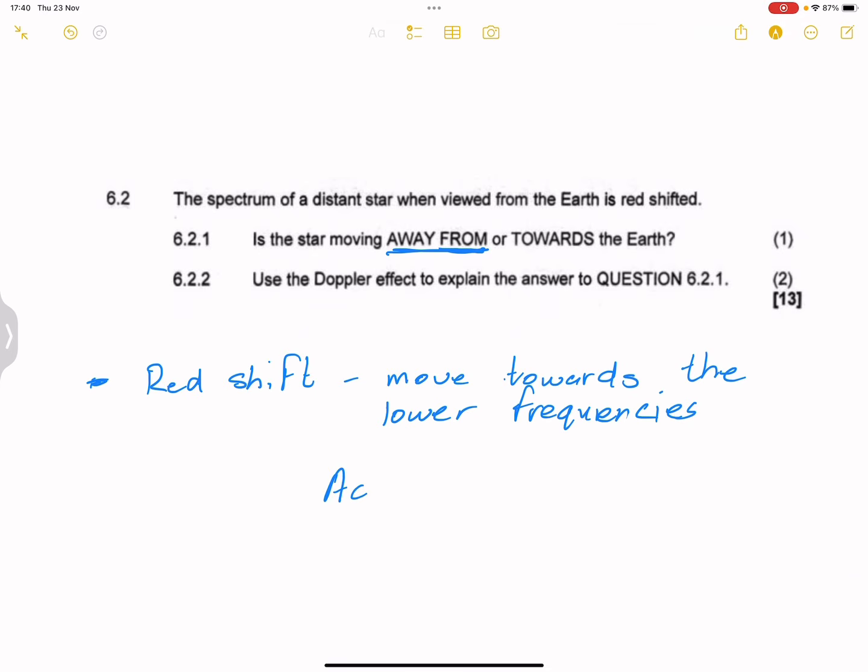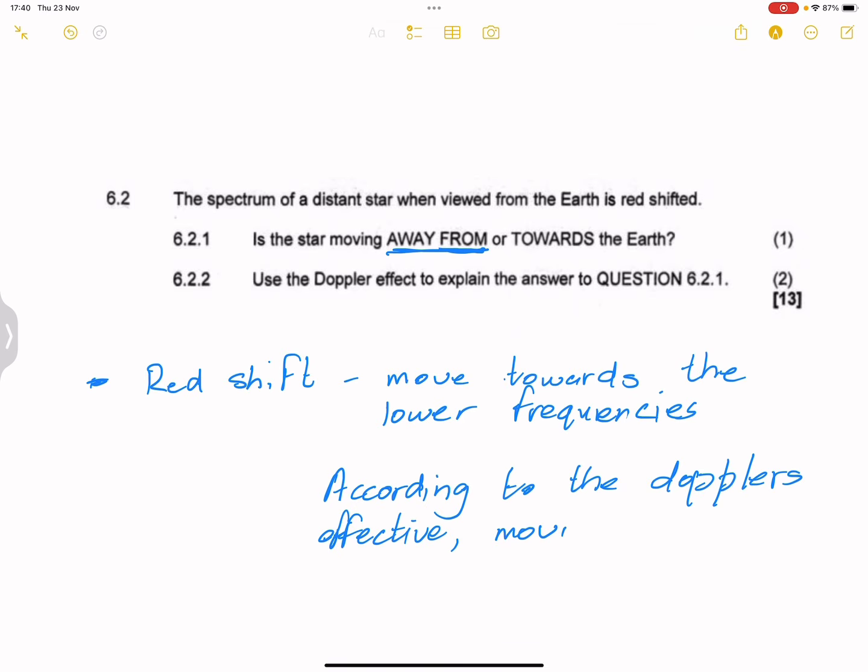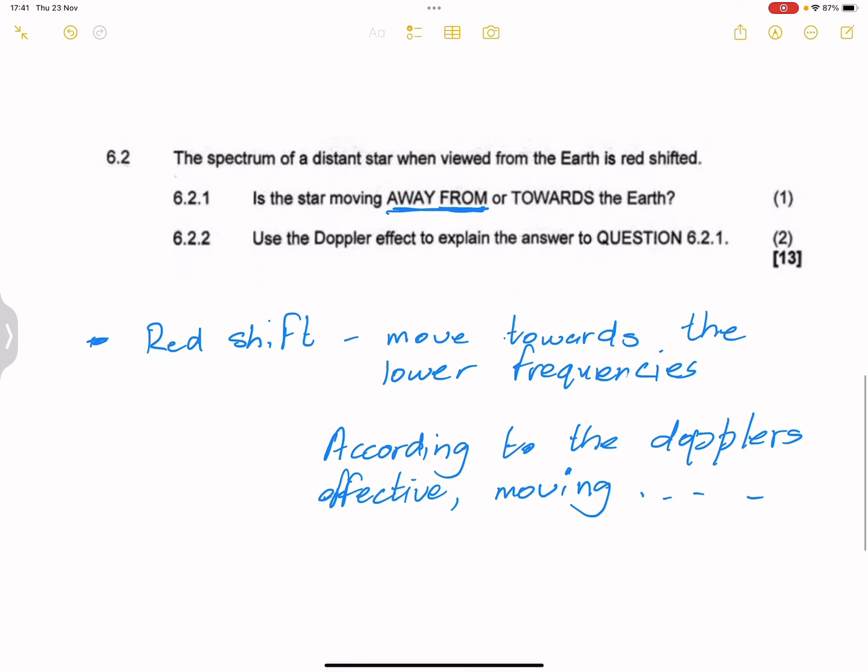according to the Doppler effect, we know that moving towards lower frequencies can only take place if the object is moving away. Okay, right, I'm not going to finish that up. You can actually complete that statement there. All right, and that is how the cookie crumbles in this question.